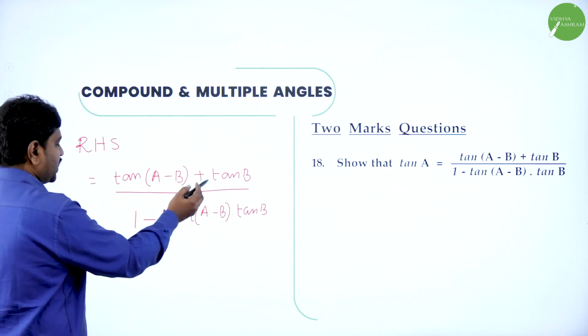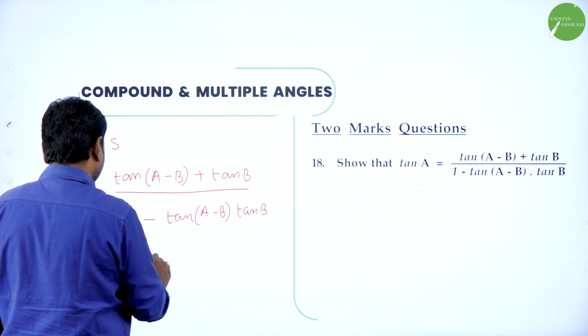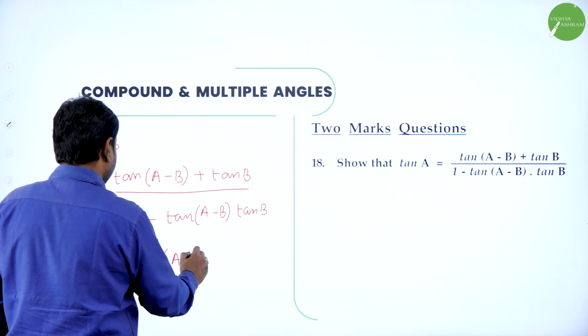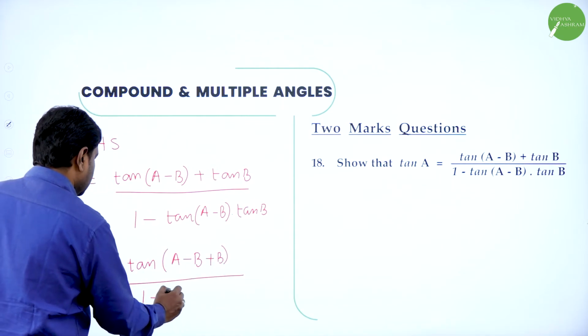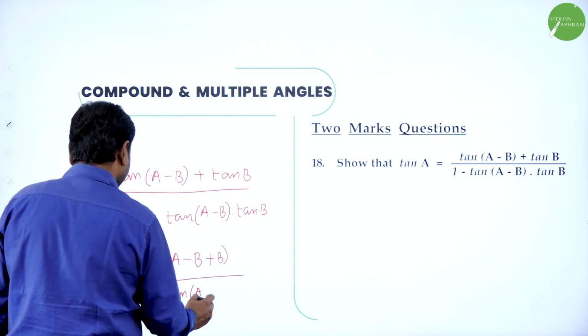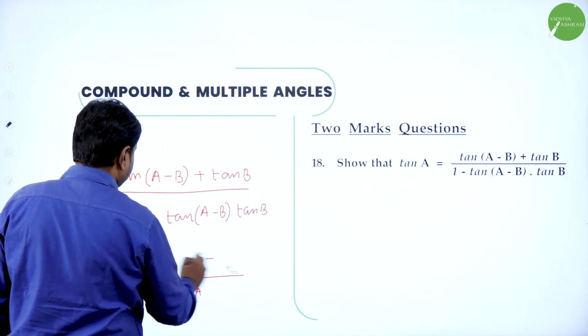Numerator: tan A plus tan B can be written as tan of (A minus B) plus tan B. Denominator: 1 minus tan of (A minus B) into tan B. Numerator, now just careful observation.